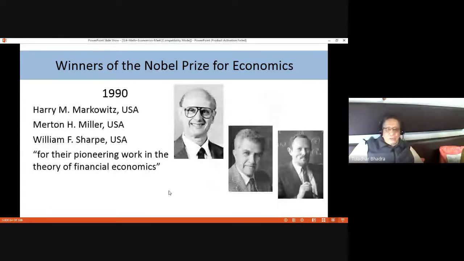1990, the Nobel Prize was shared by three people: Harry Markowitz from USA, Merton Miller also from USA, and William Sharpe from USA, for their pioneering work in the theory of financial economics.